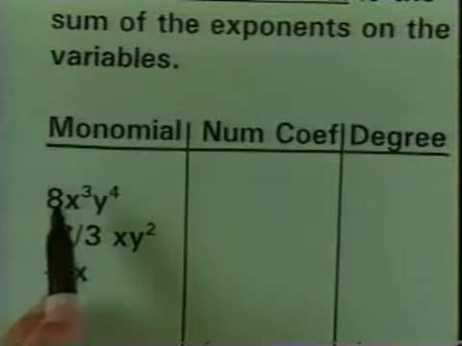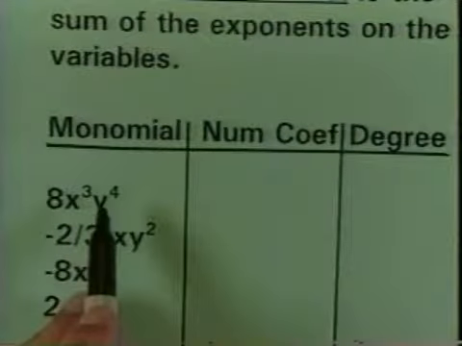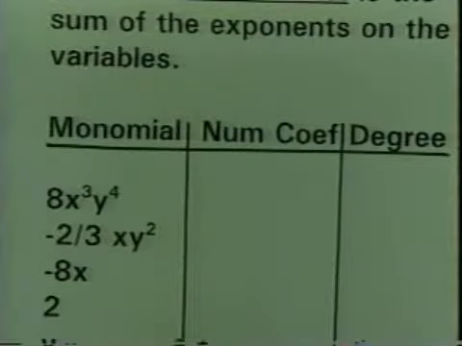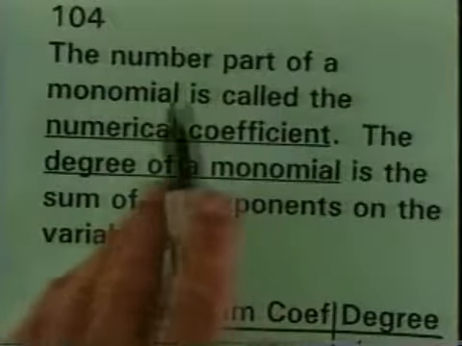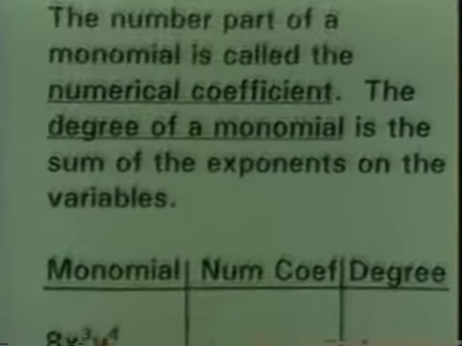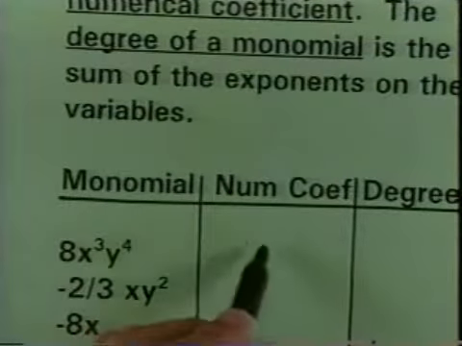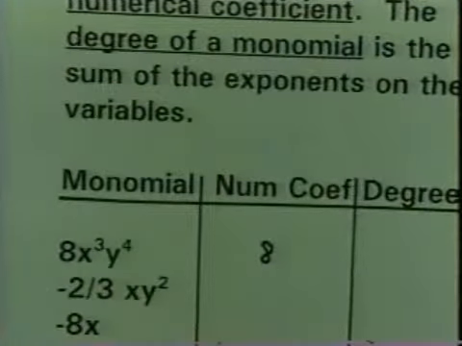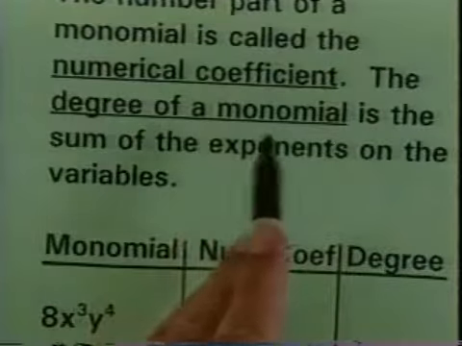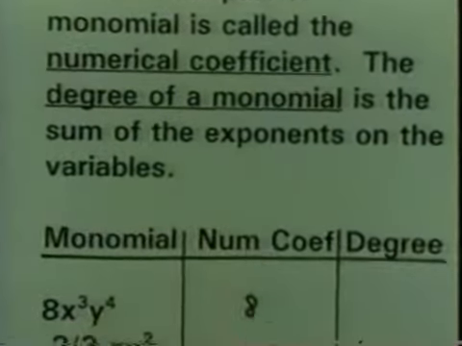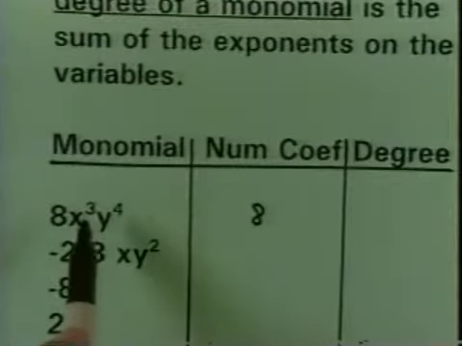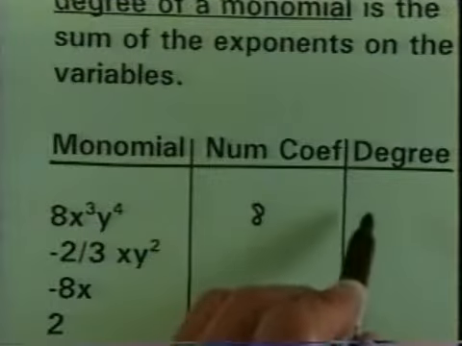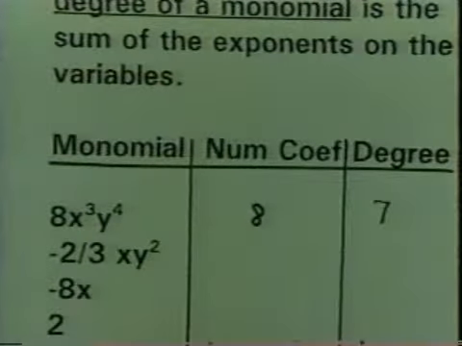Let's look at the monomial 8x cubed y to the fourth, and let's look at the numerical coefficient and the degree. The number part of a monomial is called the numerical coefficient. So 8 is the number part, therefore 8 is the numerical coefficient. The degree of a monomial is the sum of the exponents on the variables. The exponents on the variables are 3 and 4. The sum would be 7. So the degree of the monomial is 7.